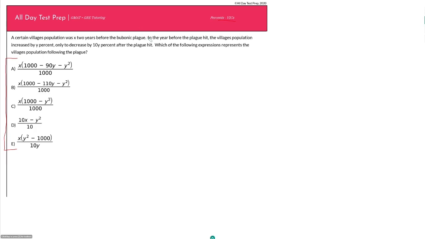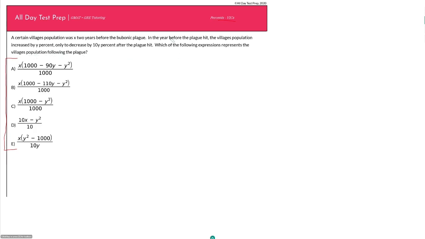Which VIC questions can I do algebraically? Well, it's usually the ones that I'm used to doing as normal problem solving questions. So things like percents or rates, because I am used to making those translations. Let's do that here. This question says a certain village's population was X 2 years ago before the bubonic plague. In the year before the plague hit, the village's population increased by Y%, only to decrease by 10Y% after the plague hit. Which of the following expressions represents the village's population following the plague?